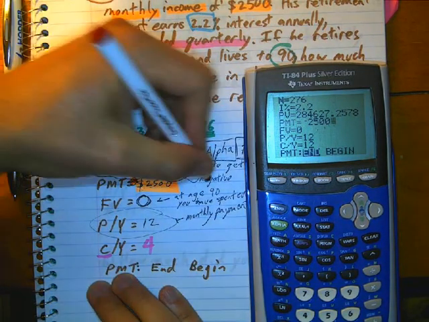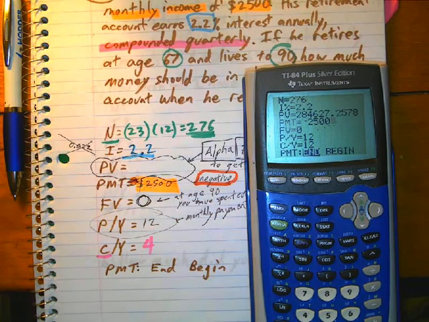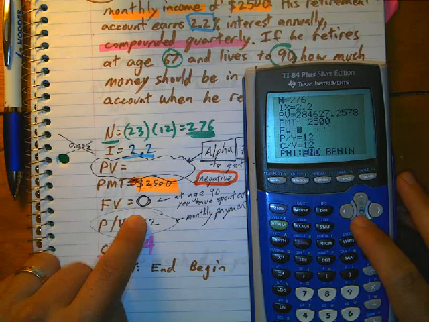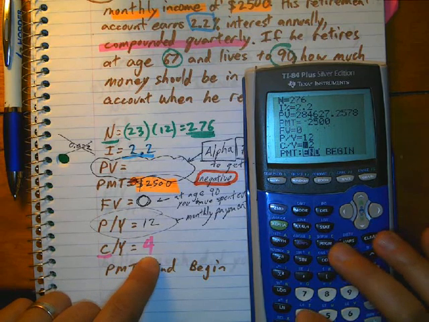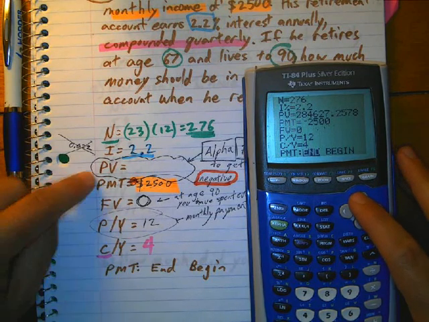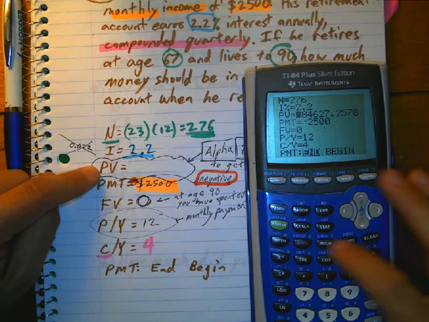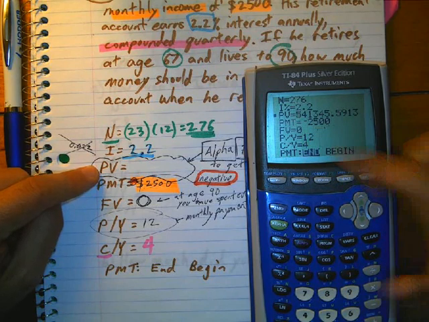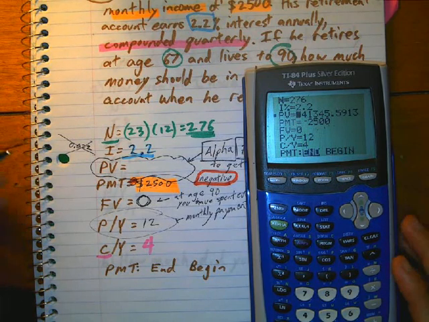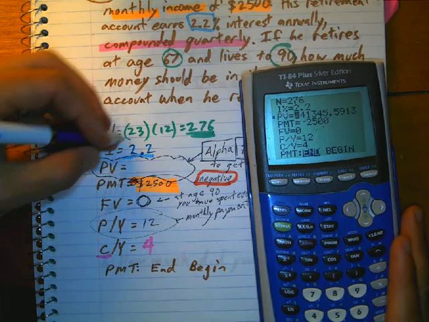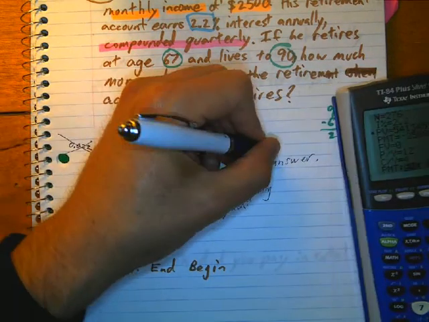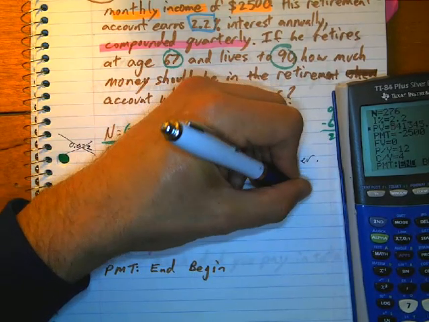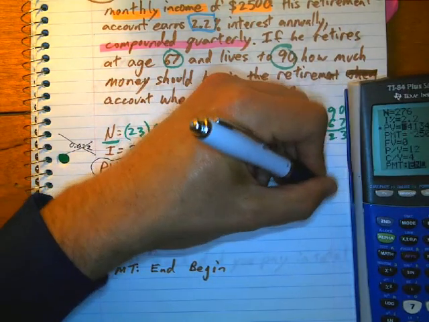Negative. Okay. And then futures are at 0, 12, and then it's compounded quarterly. And now I'm going to go up to PV here. I'm going to hit alpha, enter, and I'm going to get my answer here. So after I've hit alpha and enter, then my answer is 541,345.